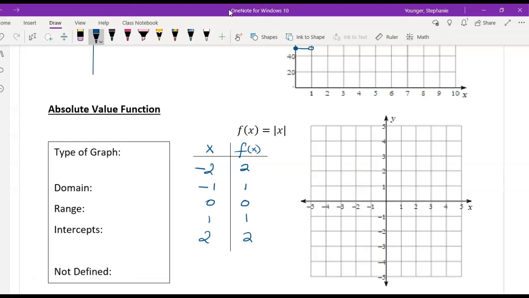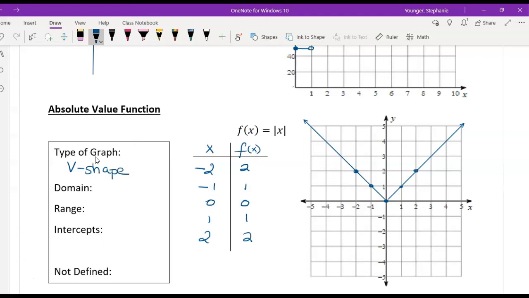So if I go to plot these, I get a very distinct V-shaped graph. So under type of graph, we're going to put V-shape.